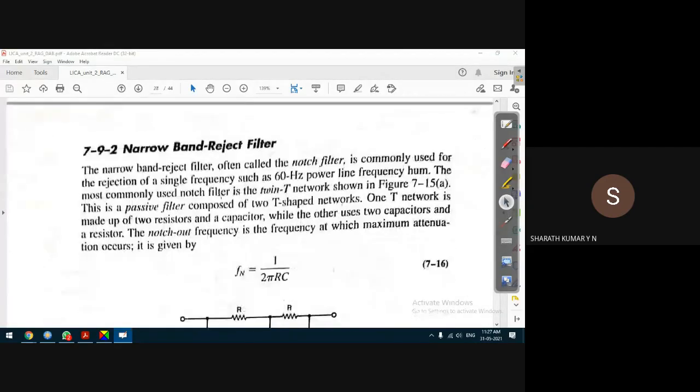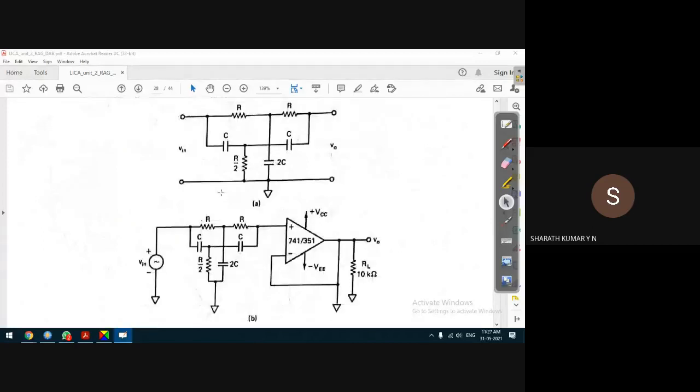So in this case, two T networks connected in parallel like this give a narrow band rejection filter.